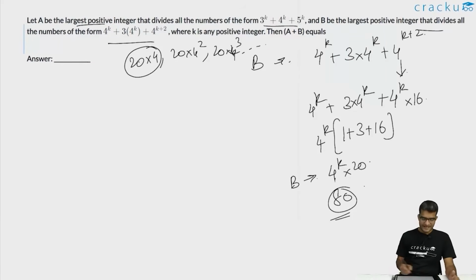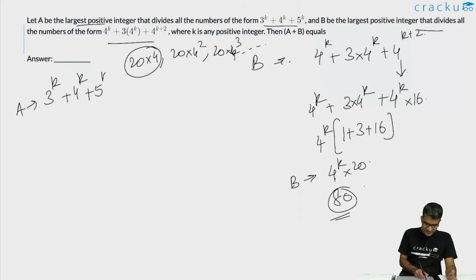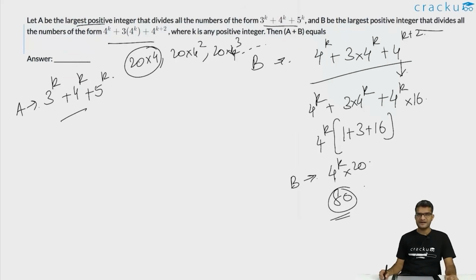If you are looking at A, the highest common factor of all the numbers which are of the form 3 to the power k plus 4 to the power k plus 5 to the power k. In case of A, we can't really factorize or simplify this given expression. In case of B, this sum could be easily factorized, and we can simplify it to the form 20 into 4 to the power k. So what we will do for A is, we will substitute the value of k to be equal to 1, calculate the value, then we will put k to be equal to 2, calculate the value of that sum, then we will see if we can find out a HCF.